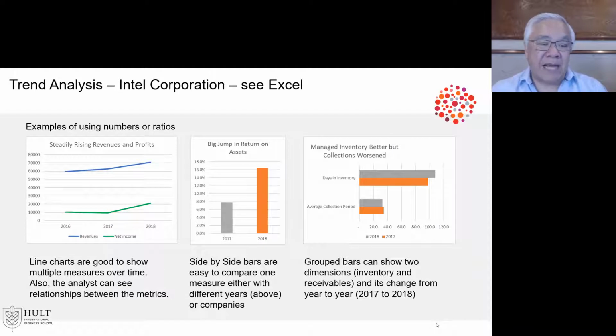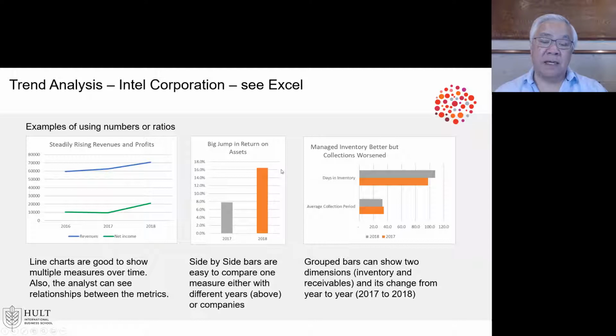Here are some examples of graphics for Intel that show us some trends. The first is we're looking at revenues and profits. That's the first graph here. And that line chart is a good way to see a measure over time. Next is an example of side by side. In this case, we did return on assets side by side to see the jump from one year to the next.